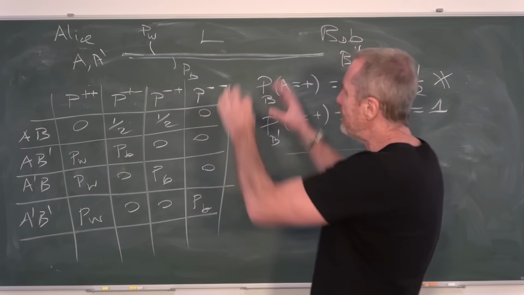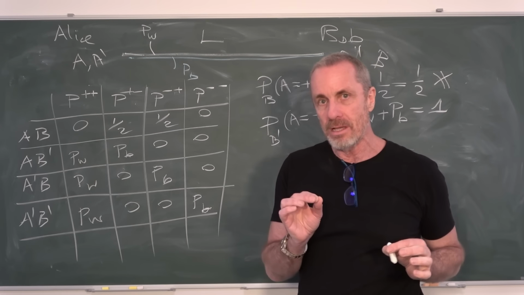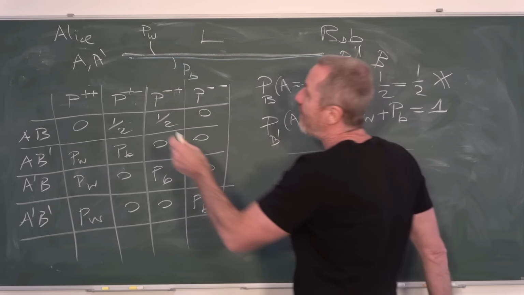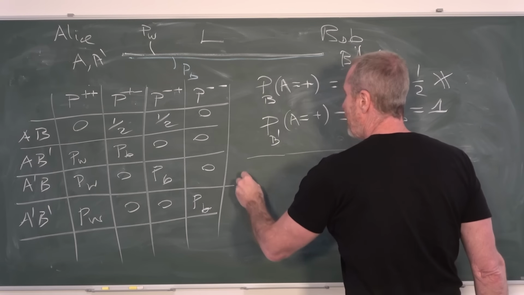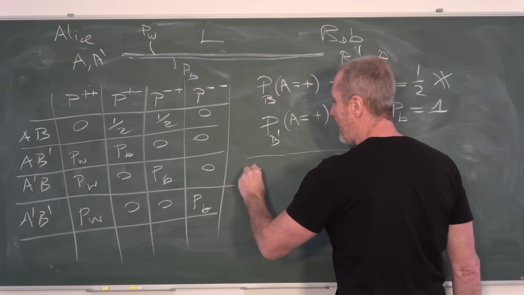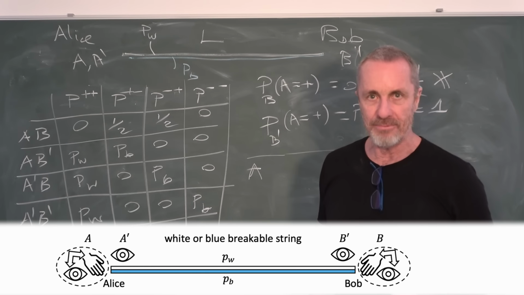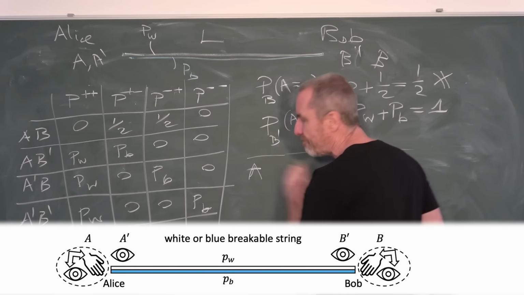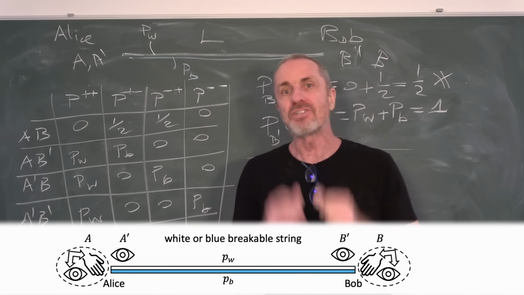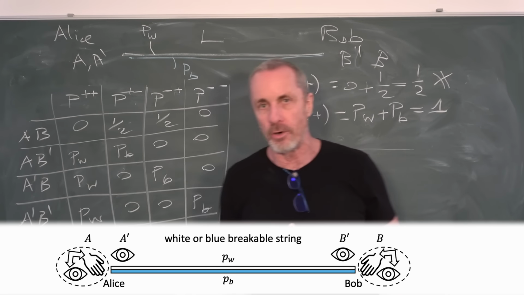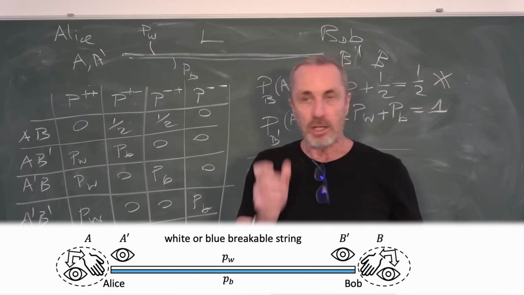Well, a possibility is to consider exactly the same situation, but this time I will define measurements A and B in a different way. Let's consider the situation for Alice. For Bob it will be exactly the same thing. Now Alice, when she performs measurement A, will still pull the string and measure its length, but she will also measure its color.